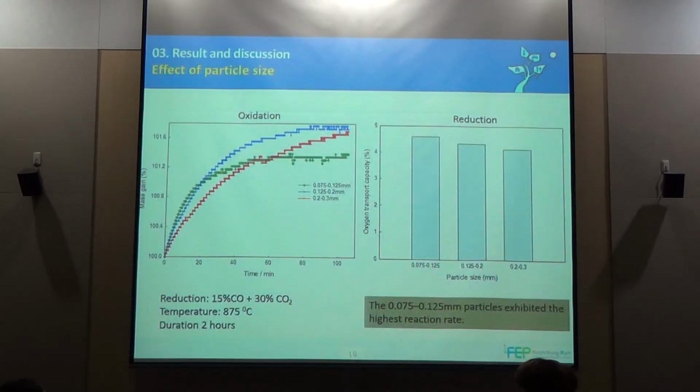Next, the effects of particle size. We selected some ranges of particle size: 75 to 125 micrometers, 125 to 200 micrometers, and 200 to 300 micrometers, and tested with oxidation and reduction. As you can see, the smallest particle size showed the highest reaction rate.